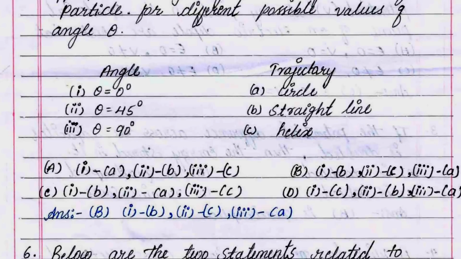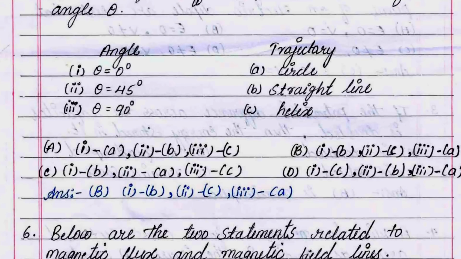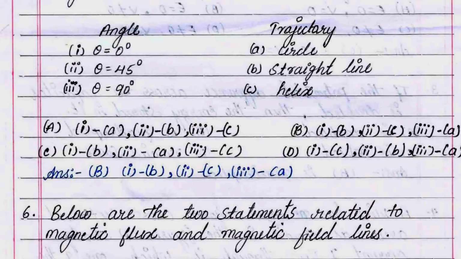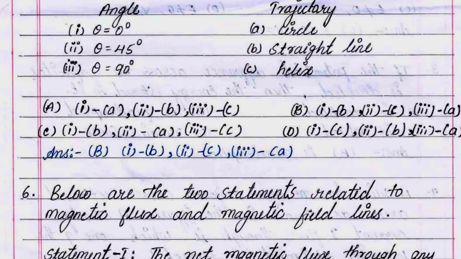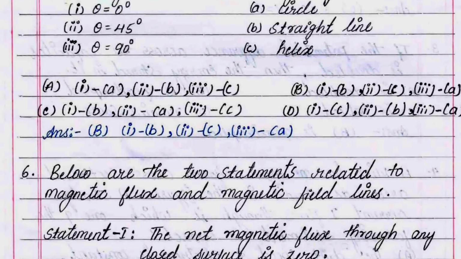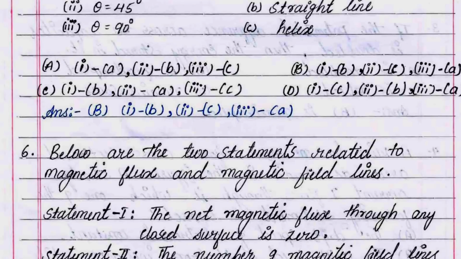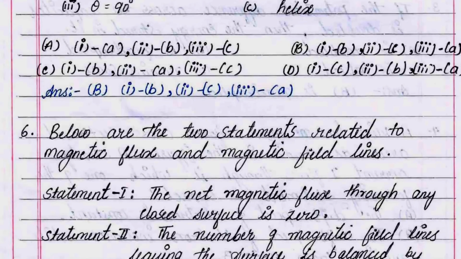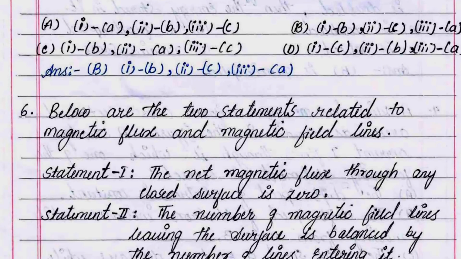A. First A, second B, third C. B. First B, second C, third A. C. First B, second A, third C. D. First C, second B, third A, and the answer is B. First B, second C, third A.